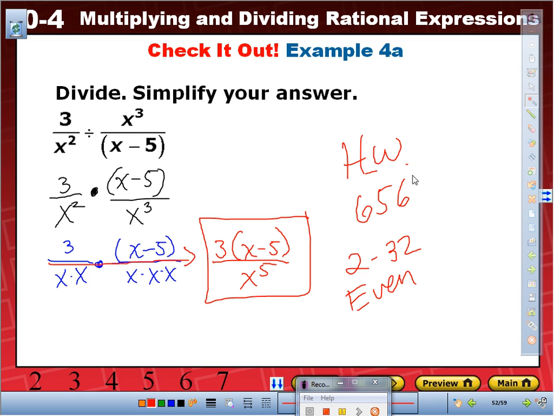So hopefully this clarified any doubts. The homework on the board, don't worry about it. We're going to cover that tomorrow since we are getting started with a new lesson tomorrow. Okay, so once again, 656, numbers 2 to 32 even. All right? Any questions? No? All right, then I'm going to stop right there. So make sure you work on those, please.